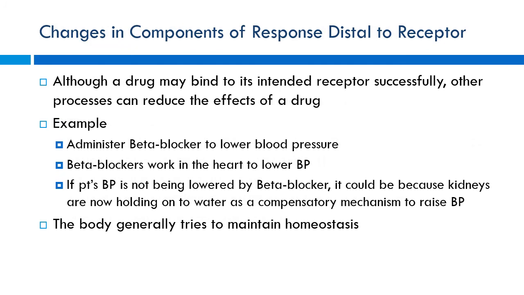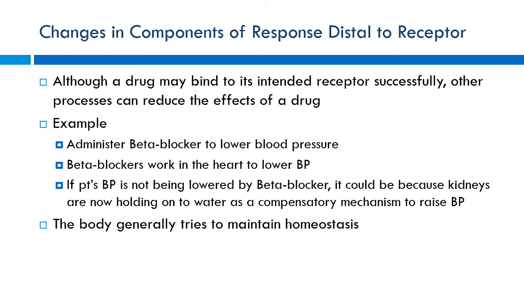Okay, sometimes you'll find changes that can happen distal to the actual receptor itself, some of the downstream effects. So for instance, if I'm giving a beta blocker to help lower the blood pressure, working with the beta blockers in the heart, it doesn't really make sense that just blocking the effects of epinephrine on the heart would cause the downstream effect of blood pressure changes. How does that occur?